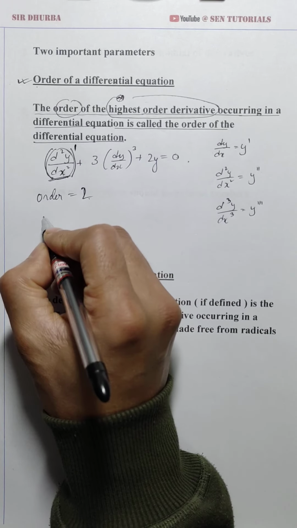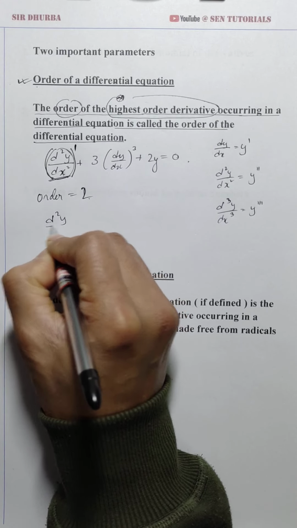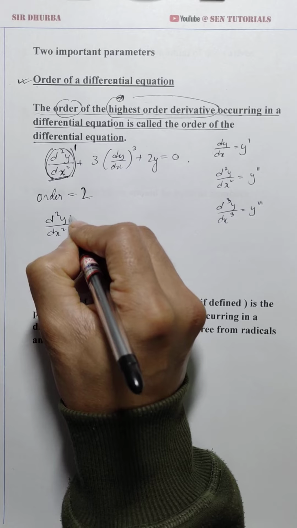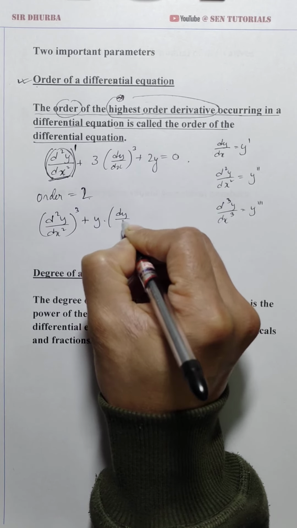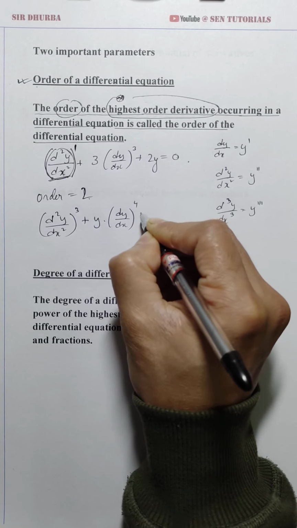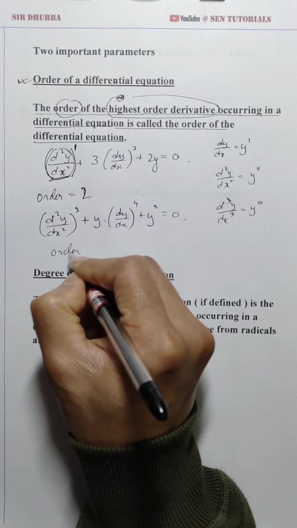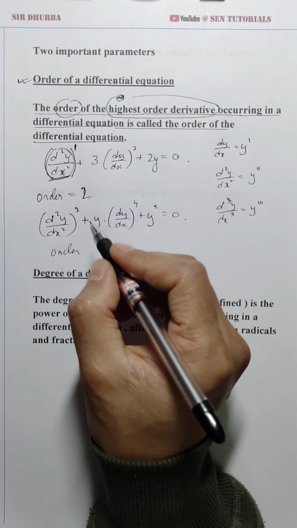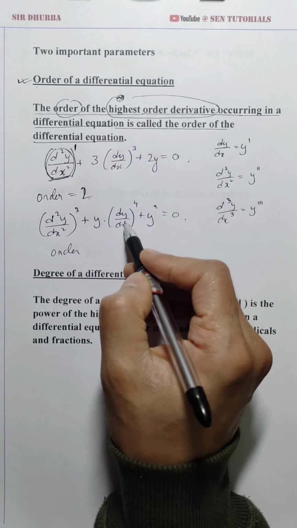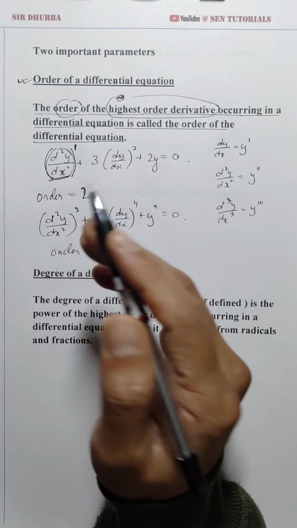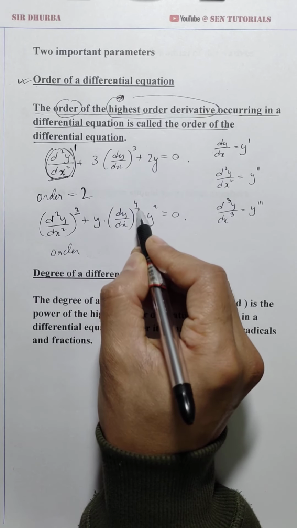Like for example, again, (d square y by dx square) whole cube plus y into (dy by dx) power 4 plus y square equal to 0. So what will be the order of this differential equation? Order means we will simply look at the highest order derivative. This is differentiated only once. This is differentiated twice, d square y. So for order, we are not looking into the exponents, powers.